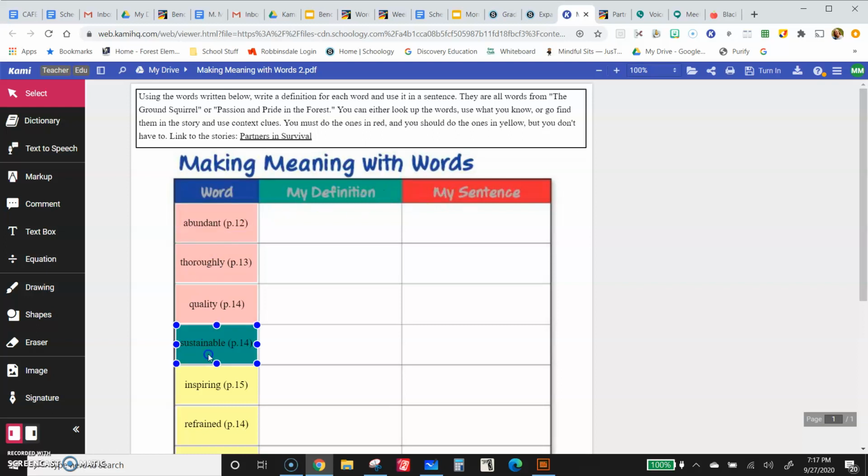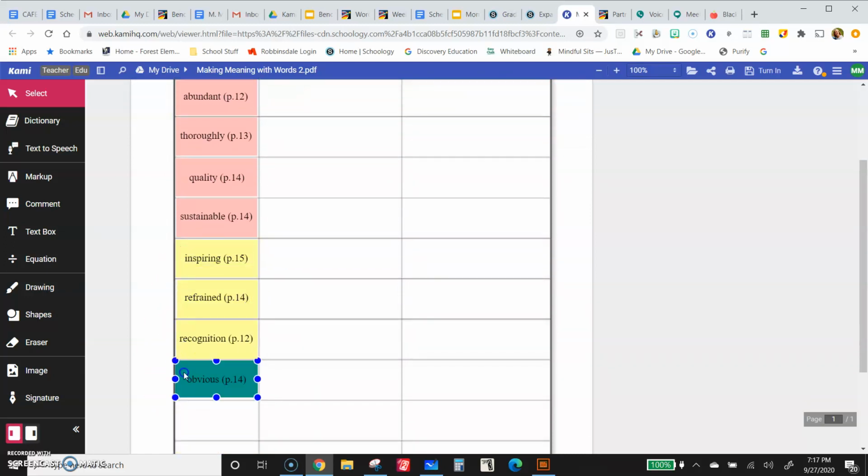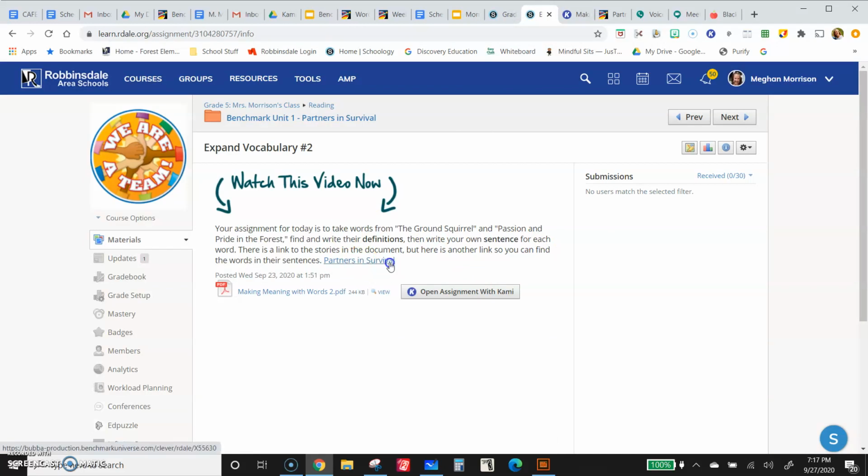Remember, you need to do these first four. The red ones, those are must do. The yellow are should do. I would like you to do them, but you do not have to do those next four. This is a good chance to practice some words, learn some new words, review some words you know, and practice using them in sentences so that we can then get more comfortable using them in other writing that we do. Because that's the ultimate goal when we learn new words, is to incorporate them into our own vocabulary when we're talking and when we are writing.